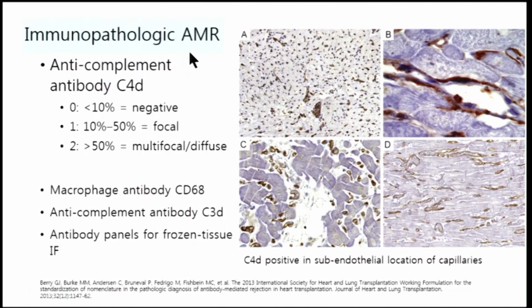For immunopathologic AMR, we need to do C4D staining and CD68 staining. These two markers are useful for detecting immunopathologic AMR. But in Korea, as far as I know, immunopathologic AMR and AMR in general are much less common than in Western countries. So I seldom see antibody-mediated rejection in the Korean population, and I hope it stays that way for us Koreans.